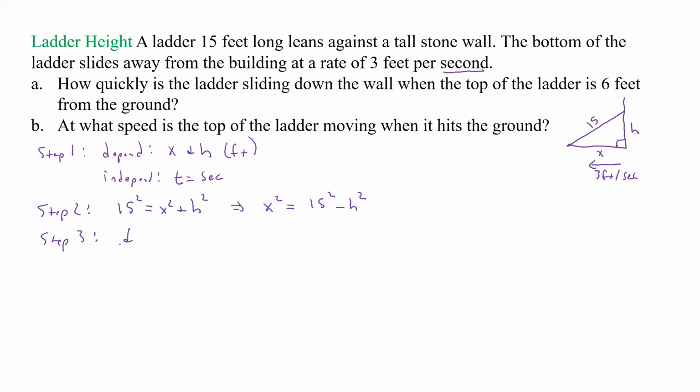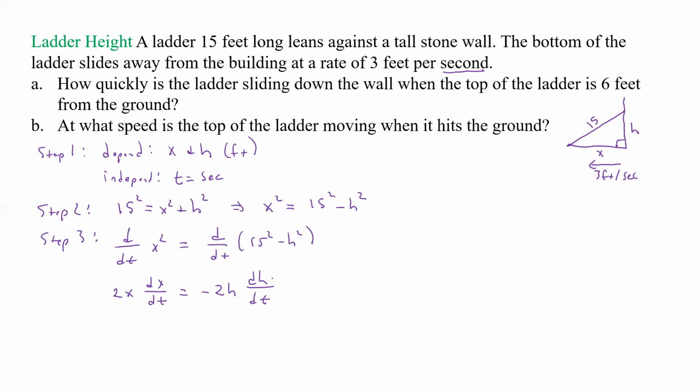And so we're going to have d/dt of x squared is equal to d/dt of 15 squared minus h squared. And so this is going to give us 2x dx/dt equals, well, when we take the derivative of a constant, that goes away. And so then we have a minus 2h, and then it's going to be dh/dt.